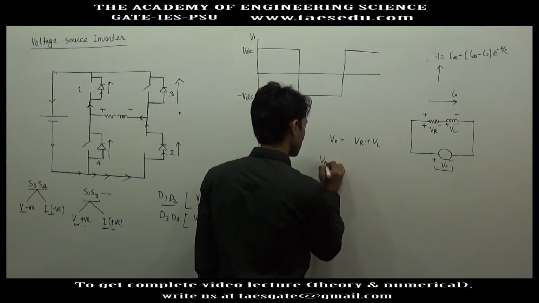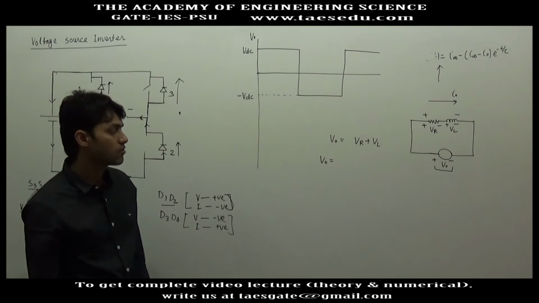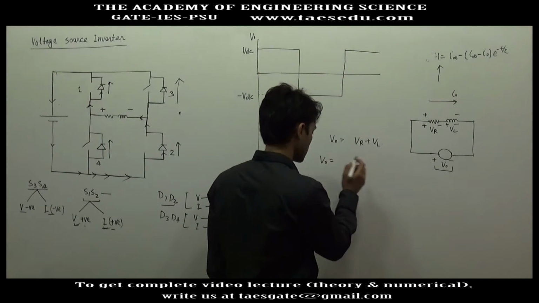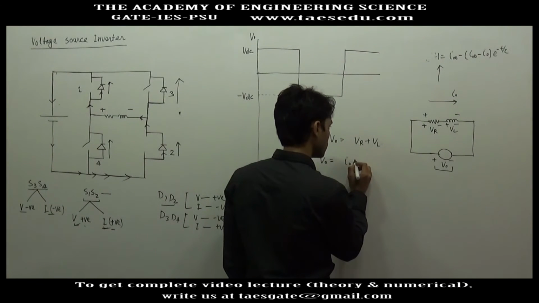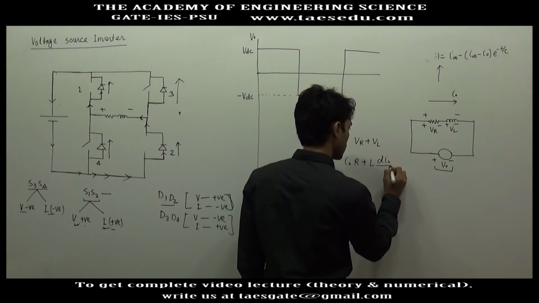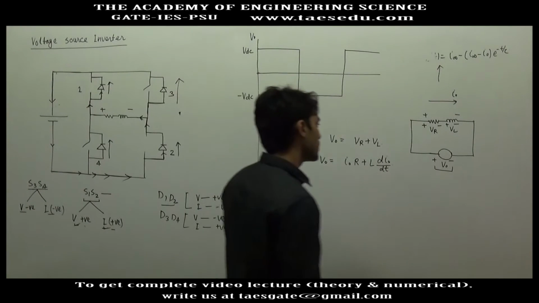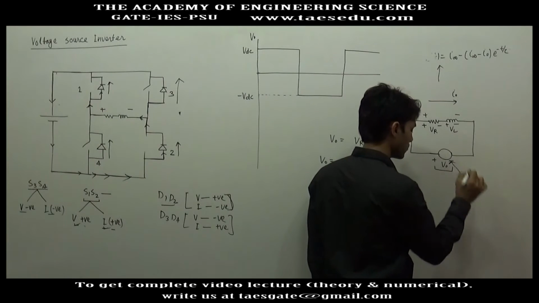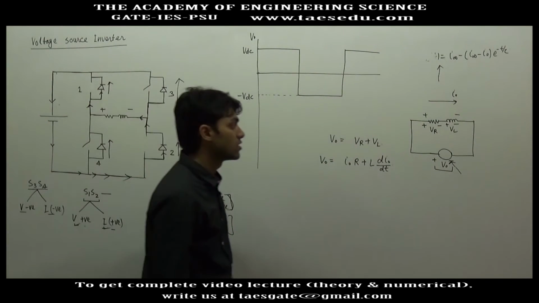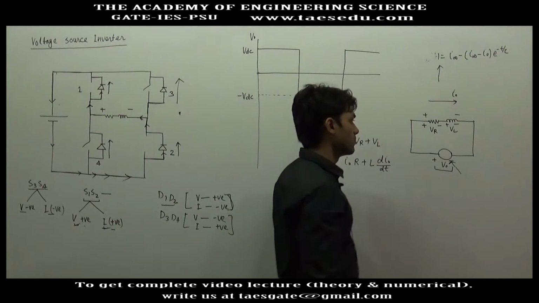V0 will be equal to... I'm trying to find out the average value of inductor current. V0 is nothing but I0 into R plus L dI0 by dt. And since the input voltage is... how is the nature of input voltage? This is a square wave and this is periodic. So if input voltage is periodic, every quantity in the circuit will be periodic.